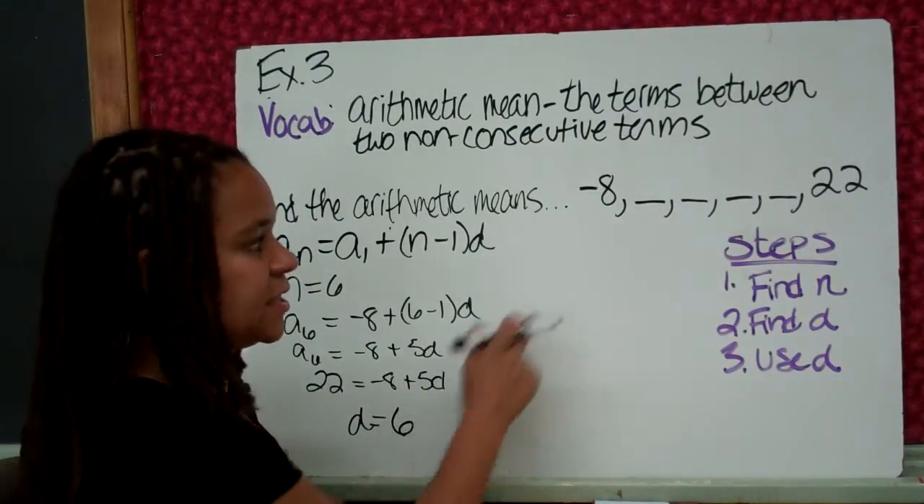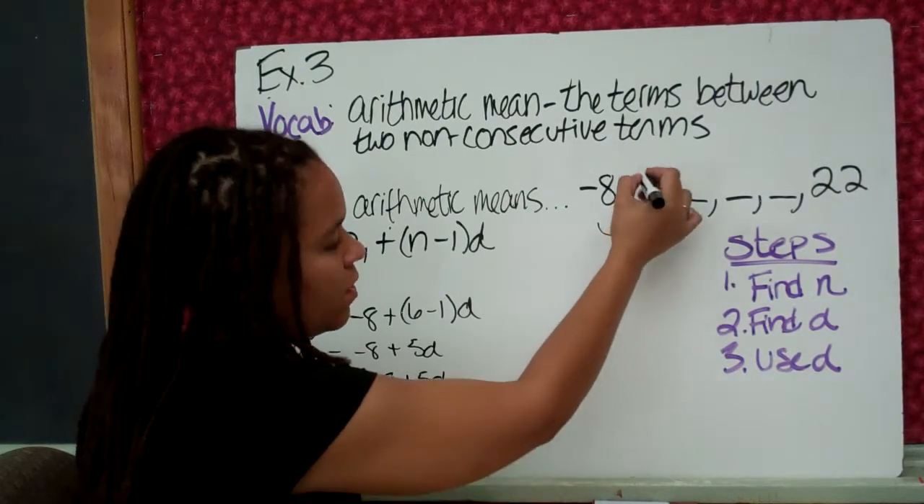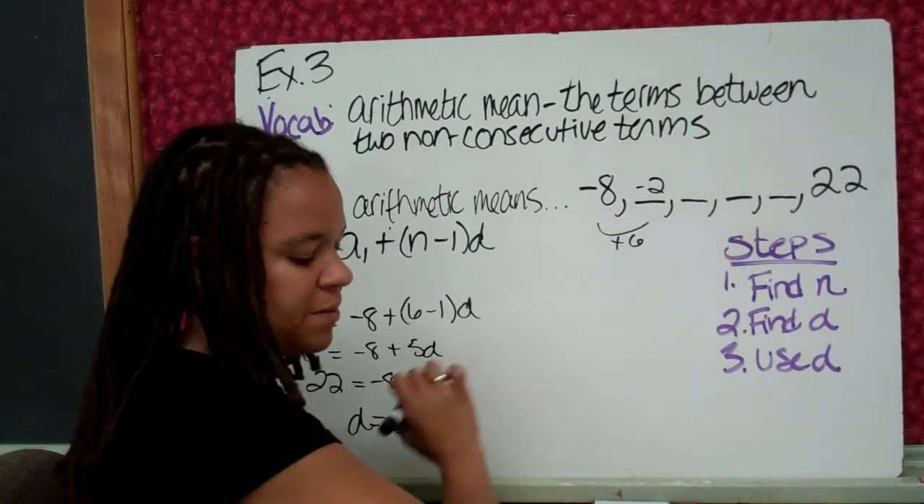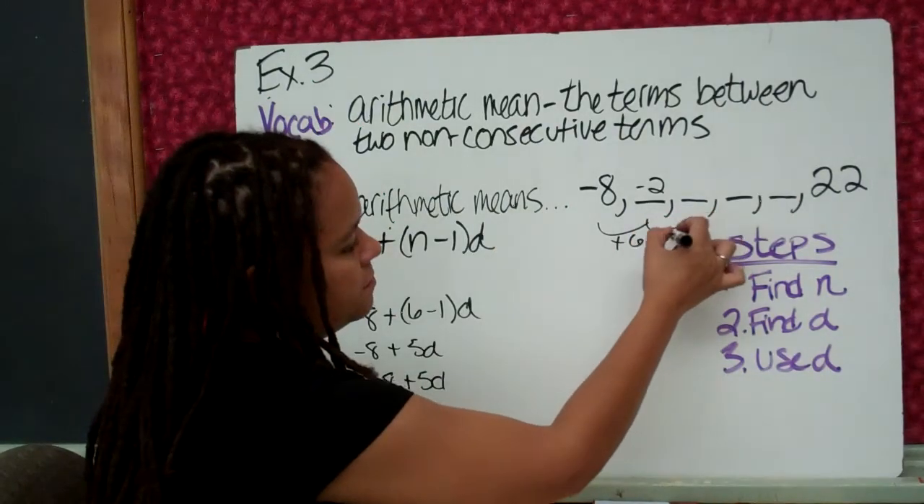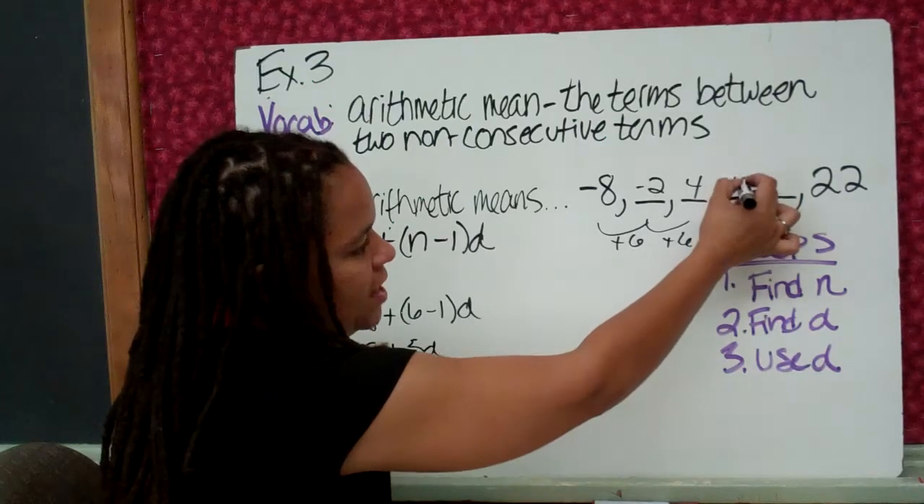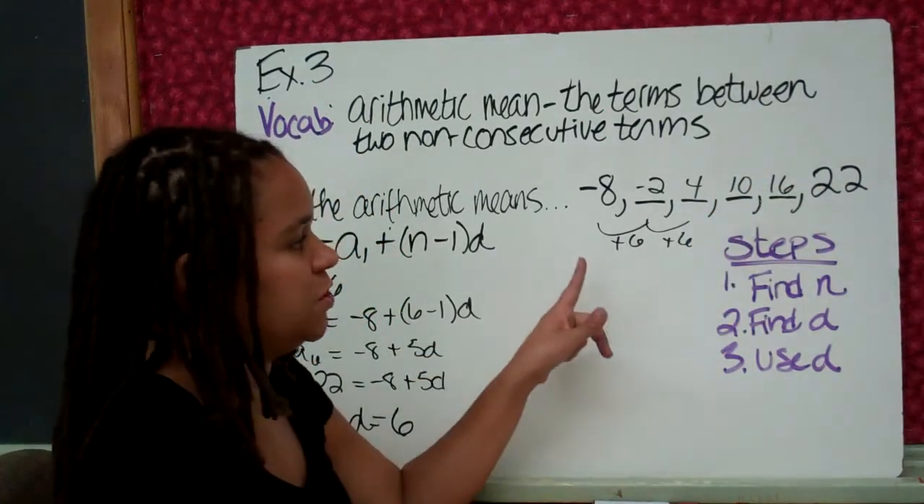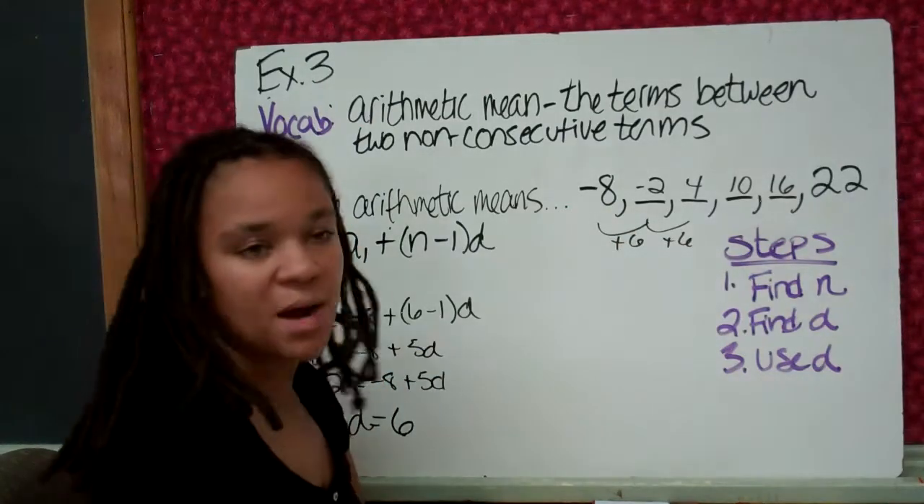I know that d is 6, so I have to take negative 8, and here I need to add 6. So I would end up with negative 2, right? And then add 6, I would end up with 4. Add 6, I would end up with 10. Add 6, I would end up with 16. Add 6, I would end up with 22. So now I've found all of my arithmetic means.